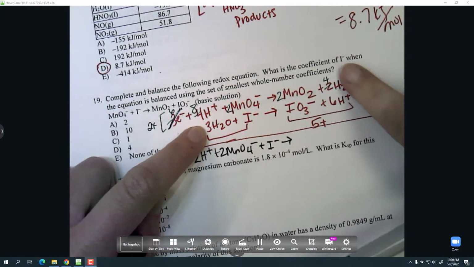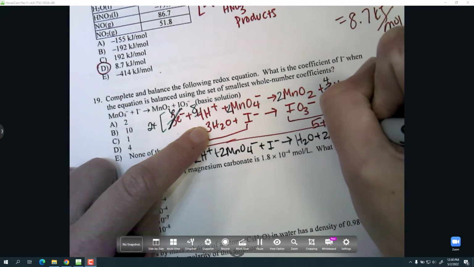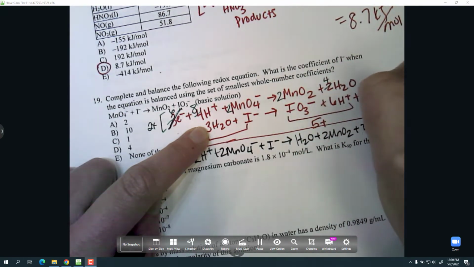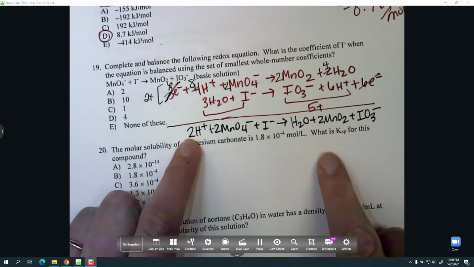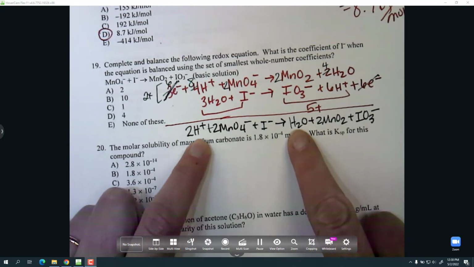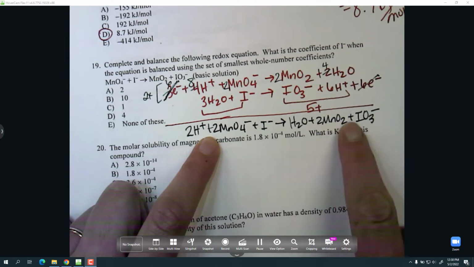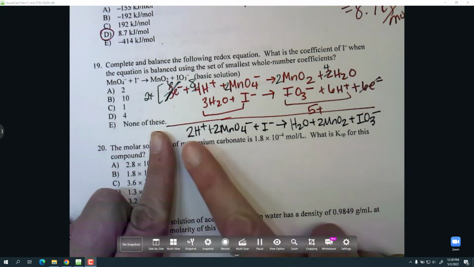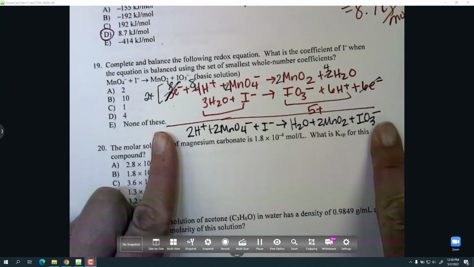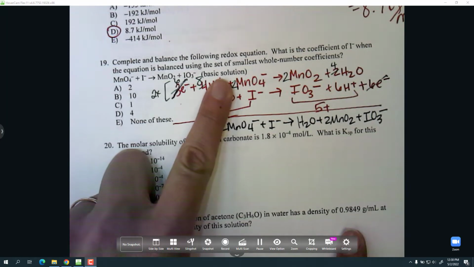And then my waters, I've got 4 on the right and 3 on the left, so that's just 1 over here. All right, I want to check if it's balanced. Right now I have 2 hydrogen, 2 hydrogen, 2 manganese, 2 manganese, 8 oxygen. I've got 3 plus 4 plus 1 is 8, 1 iodine, 1 iodine, a total charge of -1 over here, total charge of -1 over here. So this is balanced.